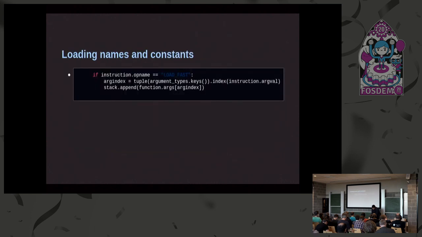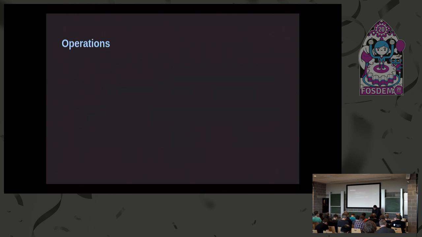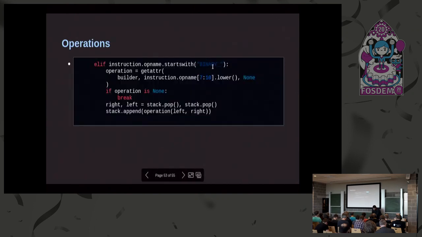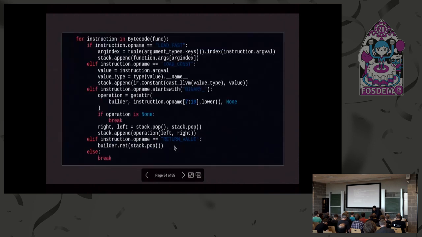Loading names is simple. If we see a LOAD_FAST bytecode, we will push the given argument to the stack. If we see a LOAD_CONST, we will cast it to LLVM and append it to the stack. If we see a binary operation, we will pop two things from the stack and create an operation from them. And if we see a RETURN_VALUE, we will return. This is the whole code to construct that IR.